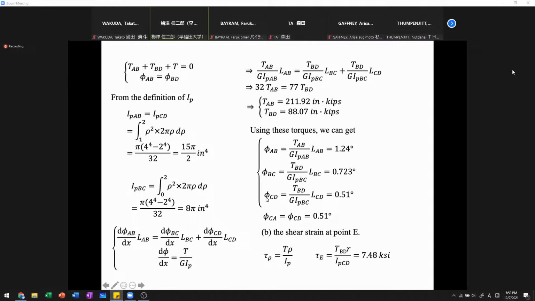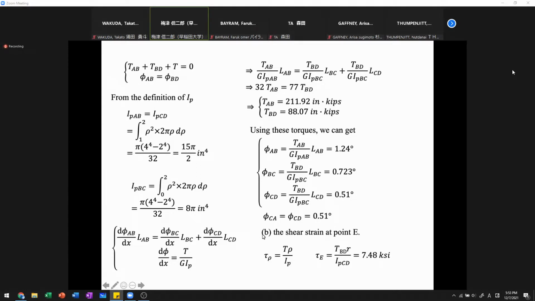And for the final one, φCD equals TBD/(G·IPCD) times LCD, that is 0.51 degrees. φCA equals φCD, so this one is 0.51 degrees.